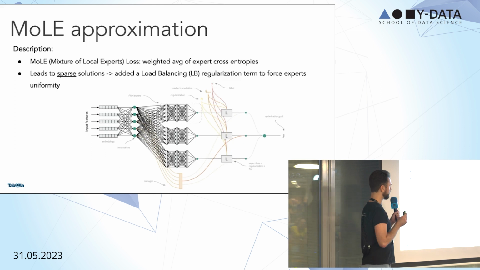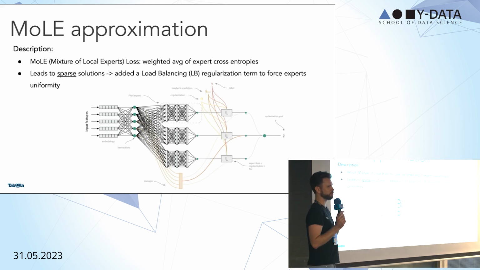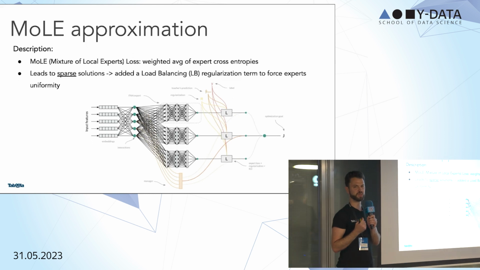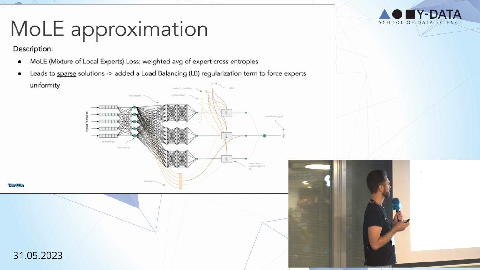So now you can see that each expert has its own output, and we can treat this output as one inference of our model, and we compute the standard deviation between them.